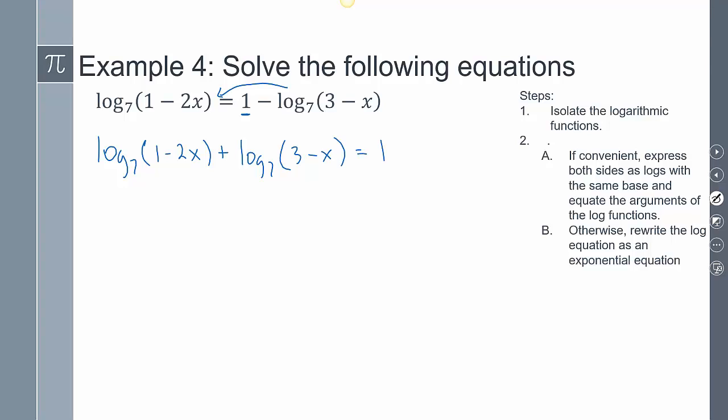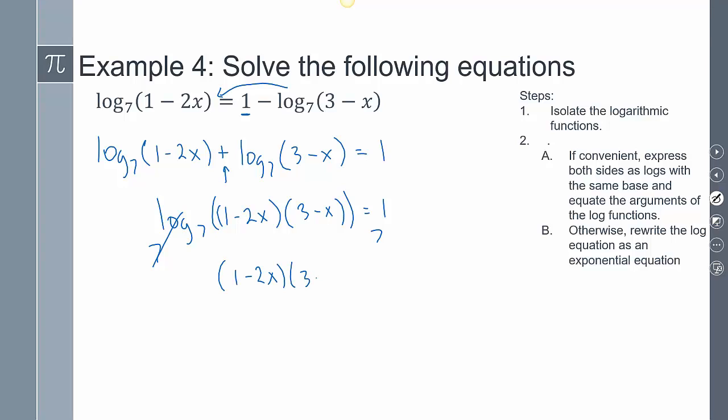So now same idea here. Because this is plus, we're adding these, I can combine it into one logarithm, multiplying. So I'm going to get log base 7 of 1 minus 2x and 3 minus x. That equals 1. Take base 7 to both sides, so I get 1 minus 2x and 3 minus x, and that equals 7.